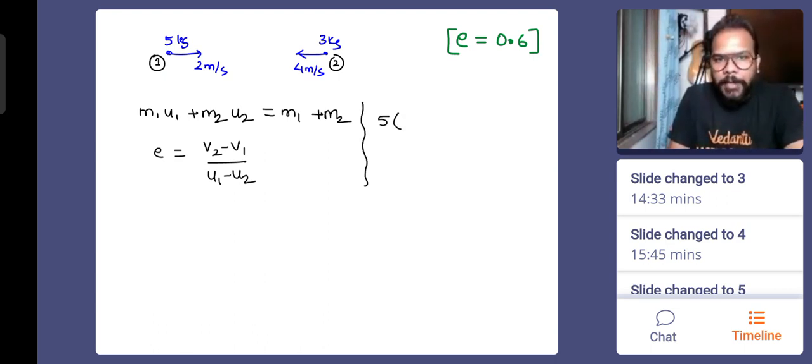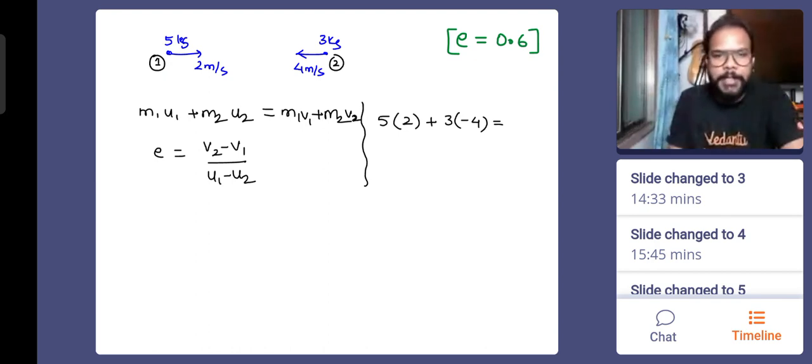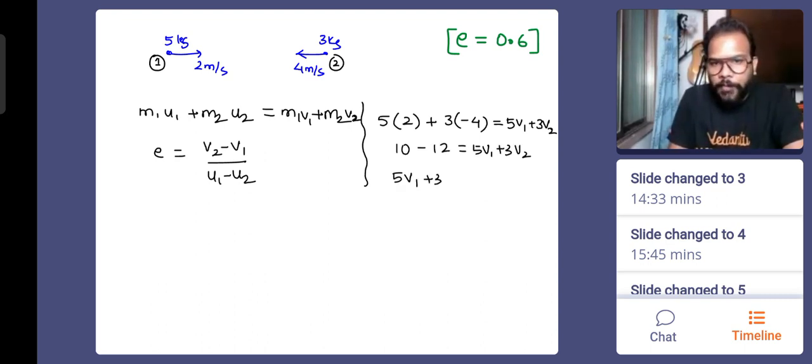So what is M1? It is 5. What is U1? It is 2. What is M2? It is 3. What is U2? It is minus 4. 5 into 2, 3 into 4, but with a minus sign. My bad, in the flow I forgot to mention velocities: M1 V1 plus M2 V2. So M1 is 5, V1 we do not know, M2 is 3, V2 we do not know. Simplify this: 10 minus 12 equal to 5 V1 plus 3 V2. So 5 V1 plus 3 V2 is equal to minus 2. This is my equation number 1.